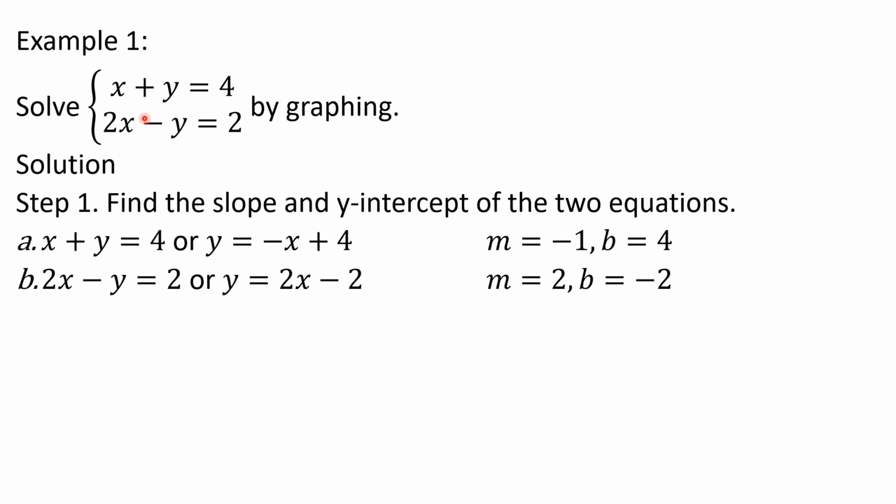Okay, so let's have here an example. So, solve x plus y equals 4 and 2x minus y equals 2 by graphing. So, for the solution, step 1 is to find the slope and the y-intercept of the two equations. So, given x plus y equals 4, so let's change this into slope-intercept form.